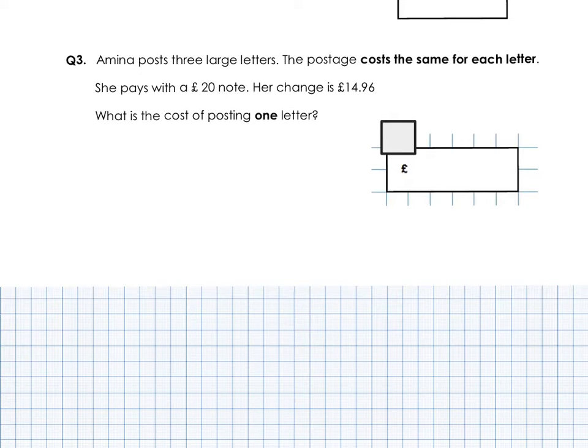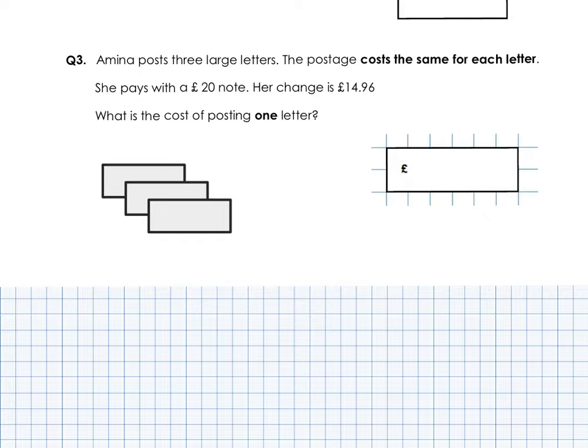Amina posts 3 large letters. The postage costs the same for each letter. She pays you with a £20 note and her change is £14.96. What is the cost of posting 1 letter? So we can have my letter box from before. There's one of them. Okay. But she needs 3 letters, so I'm going to have 3 boxes.